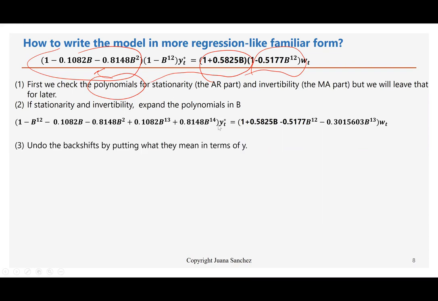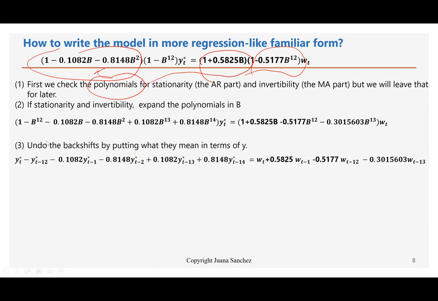So, okay, we got our polynomial written, then we start to undo the back shifts by putting what they mean in terms of y, right? So that means that we bring the yt here. So 1 times yt is yt, minus B^12 times yt is yt minus 12. So you need to remember, if you don't, please go and review the lesson where we studied the backshift operator. What does B to the 12th yt mean? It means yt minus 12.